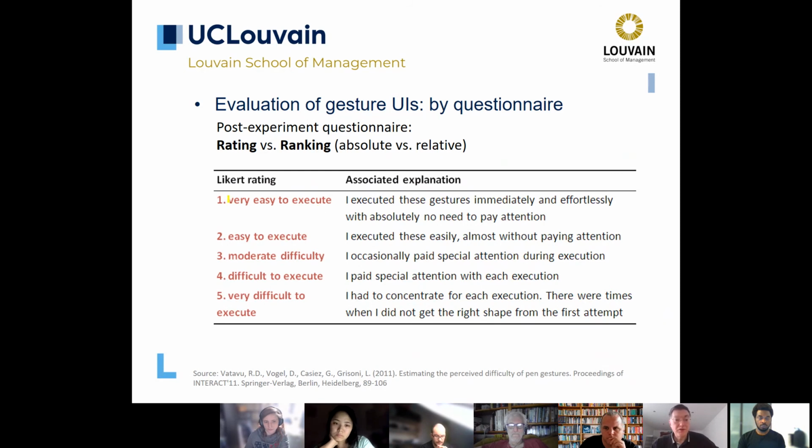So it's not just saying it is very easy or very difficult, but also to have an interpretation of the rating. For instance, and this is coming from Radu Vatavu's work, he used this scale for rating a gesture. So do you think it is very easy to execute? So it means that the participant is able to execute this gesture immediately, so without thinking, without making effort, and without paying too much attention. On the other hand of this continuum, very difficult means the participant needs really to concentrate even before issuing the gestures.